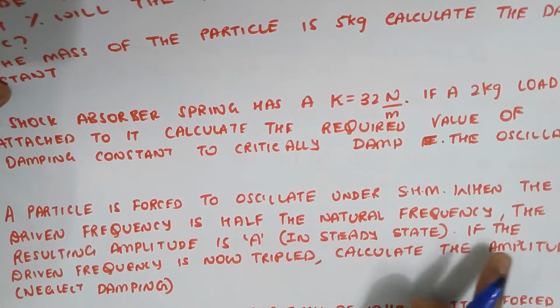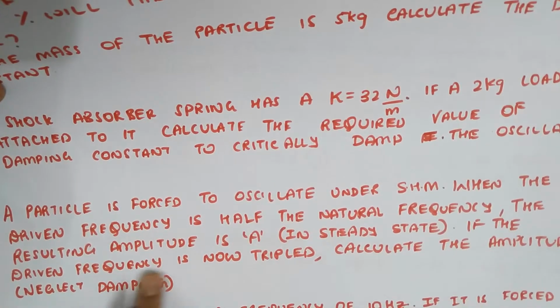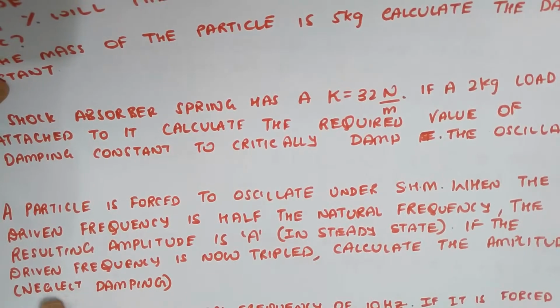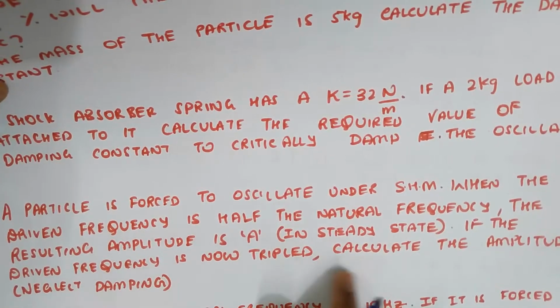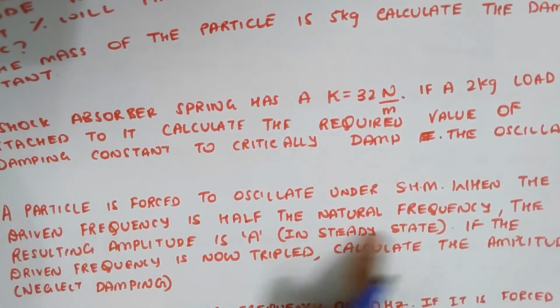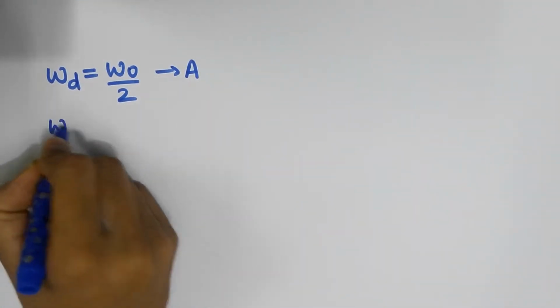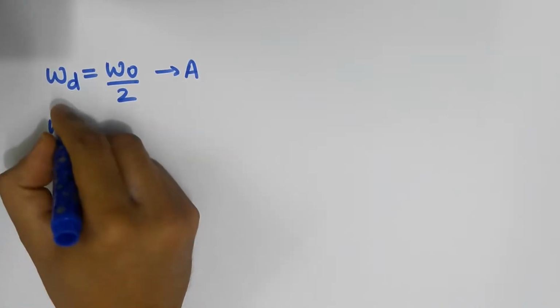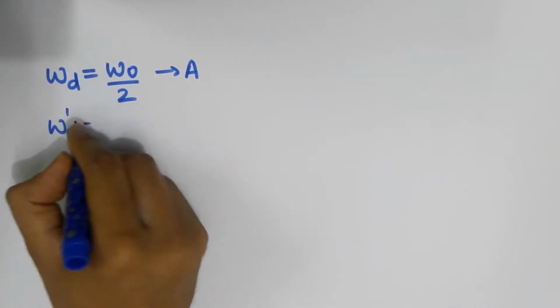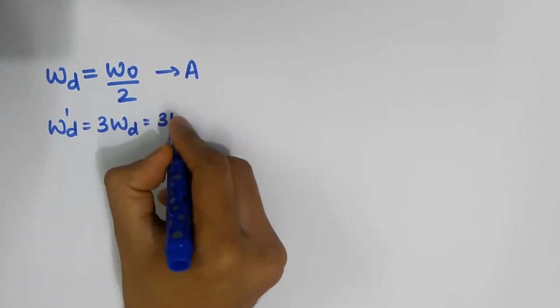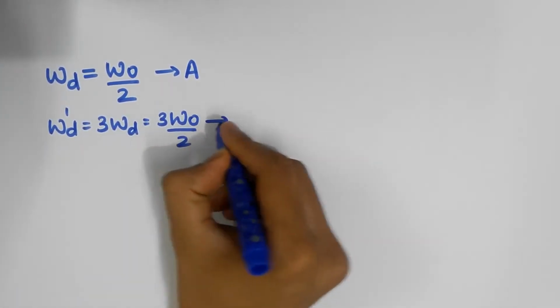And we have, if the driven frequency is now tripled, calculate the amplitude and neglect damping. Oh, that's good news. So that's what we have to figure out, and it's a steady state. We need to know what happens if the driven frequency, let me call this omega d dash, is now tripled, that is 3 times omega naught by 2.